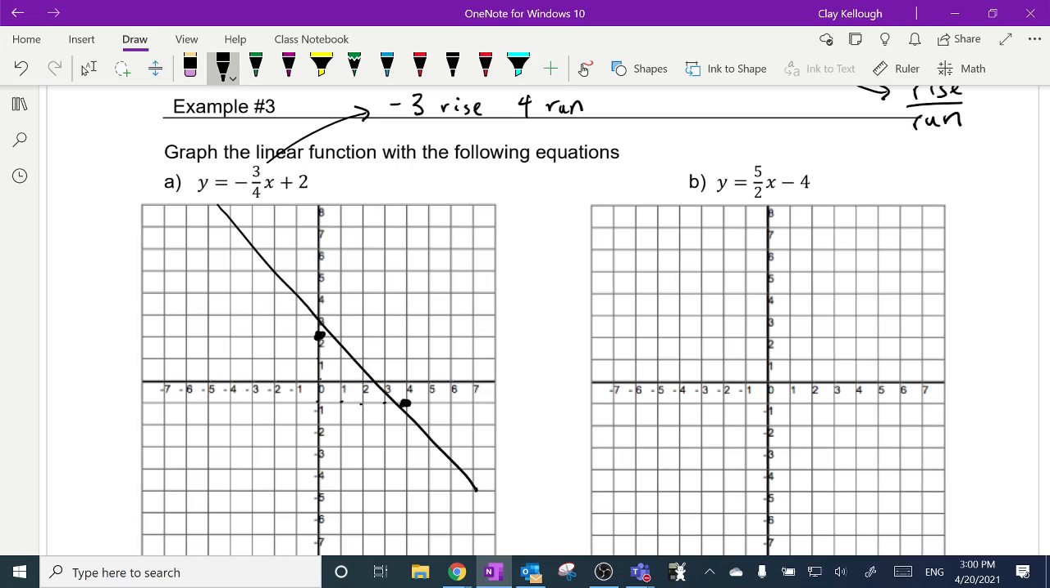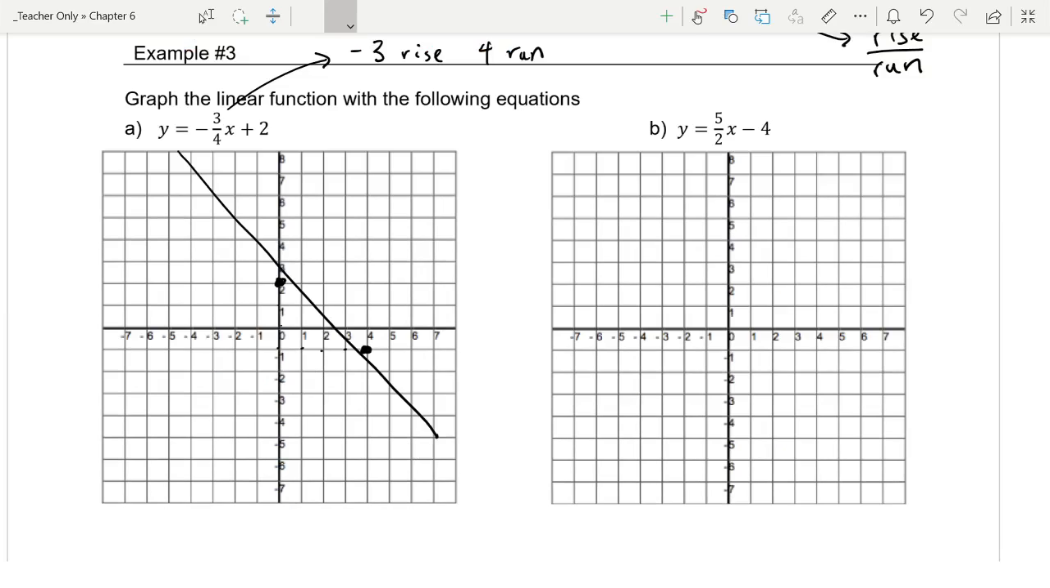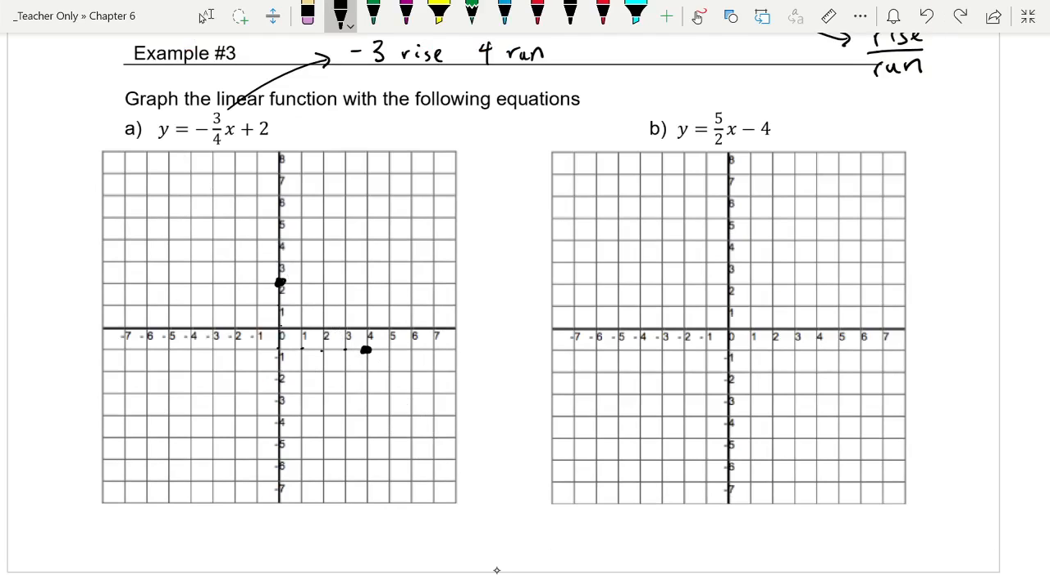Now, ugh, I missed. Make a bigger dot. There we go. -3 over 4, yeah. Down 3. 1, 2, 3. And positively over 4. Right? Down 3 over 4.